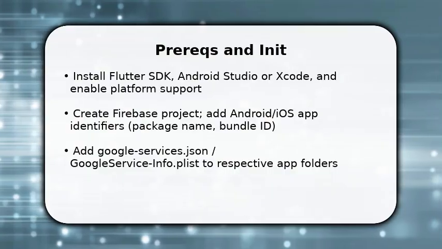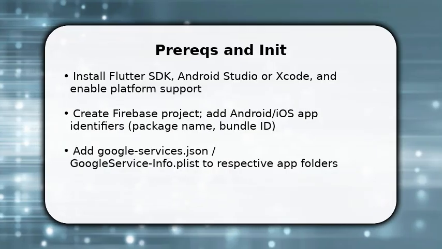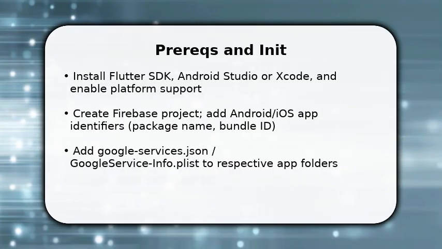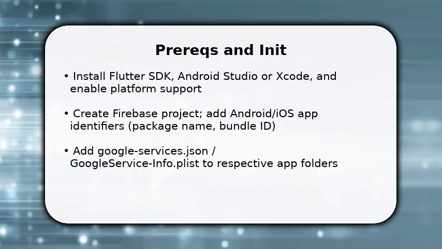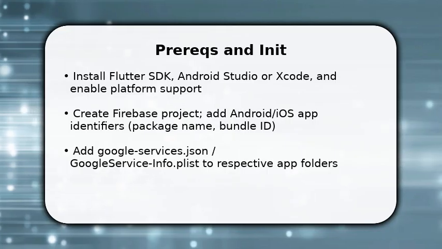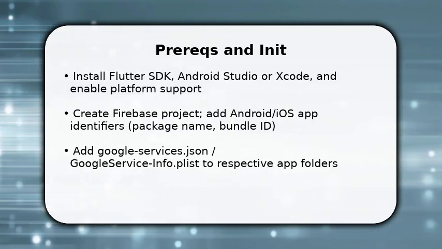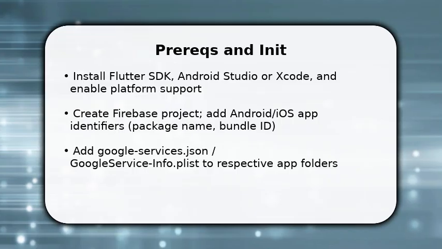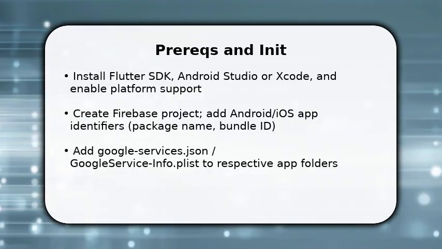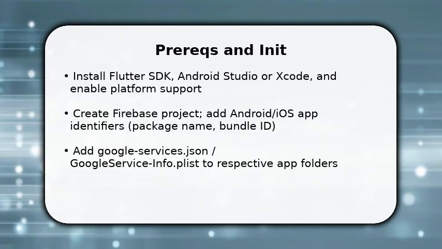You start by ensuring your dev environment is ready: Flutter, platform tools, and a Firebase project. Once created, add your Android package ID and iOS bundle ID so Firebase can generate config files. Download google-services.json and GoogleService-Info.plist and place them in the app-level folders now because the CLI and build systems need them immediately.